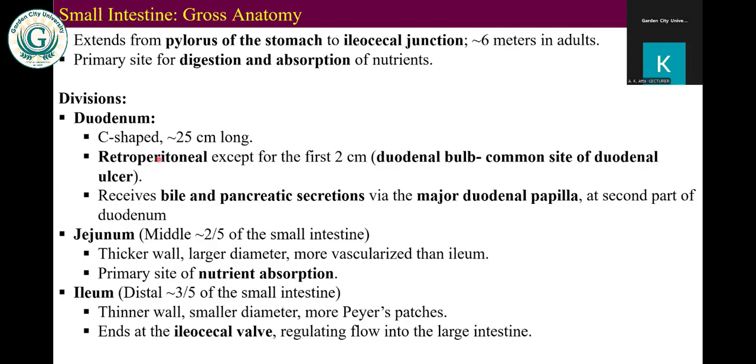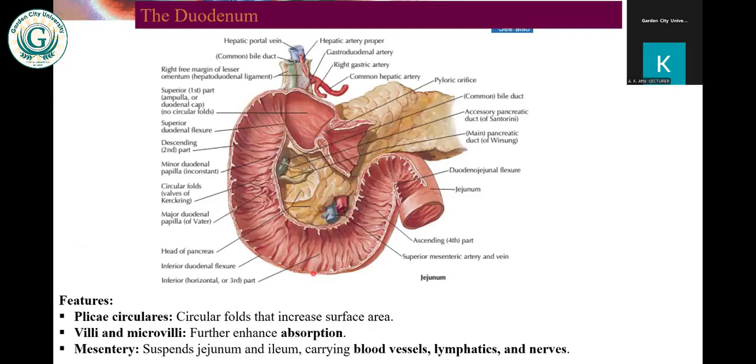Those are the points that I've written here. The jejunum and the ileum are intraperitoneal. The duodenum, the first 2 centimeters is intraperitoneal. The rest are all retroperitoneal. And it is the duodenum that receives bile and pancreatic juice. Now, the jejunum is the primary site of nutrient absorption. So that point is very important.